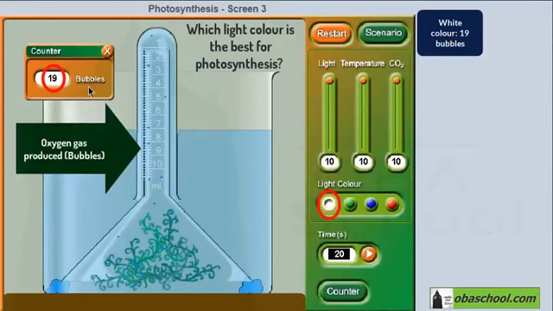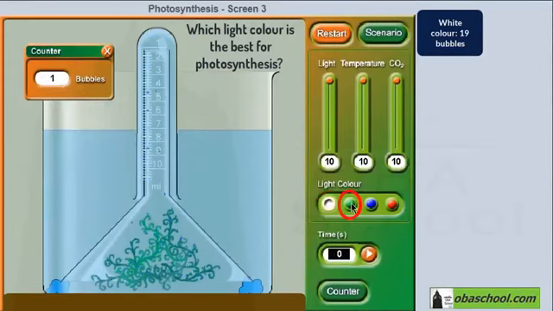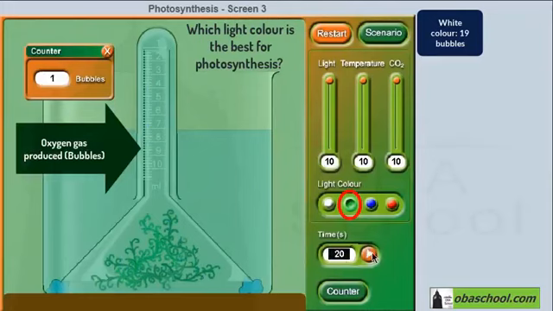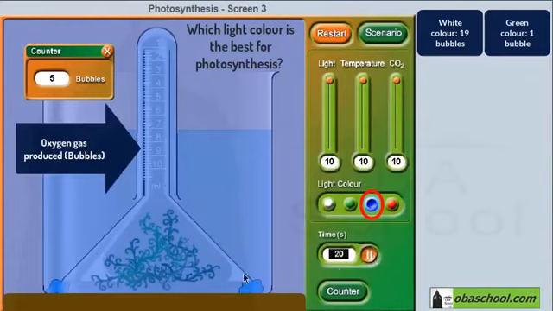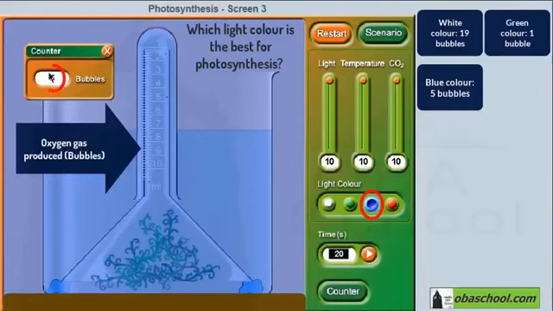Next, the green light is applied and the number of oxygen bubbles released in 20 seconds are counted. At the end of 20 seconds, only one oxygen gas bubble was counted in the presence of green light. So next, we apply the blue light. Again, the amount of oxygen gas produced is measured by counting oxygen gas bubbles released. At the end of 20 seconds, 5 bubbles of oxygen gas were counted while applying the blue color.